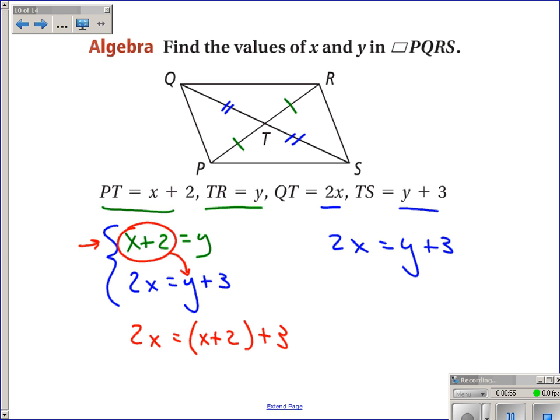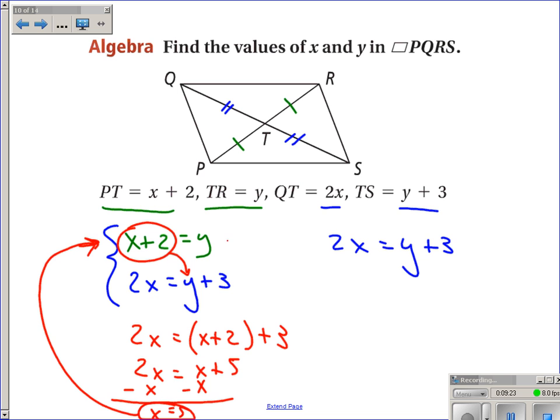Now, the equation I just wrote only has x's in it, so it's easier for me to solve. 2x is equal to x plus 2 plus 3, which is 5, and I'll subtract x from both sides, and x is equal to 5. So I found x is 5. And to find y, I'll plug that back into either equation. I'll pick the top one. 5 plus 2 is equal to y, and y is equal to 7. So the value of x is 5 and y is 7.